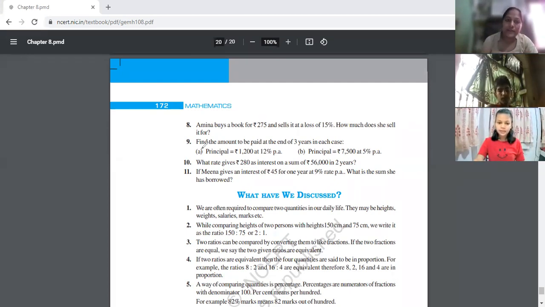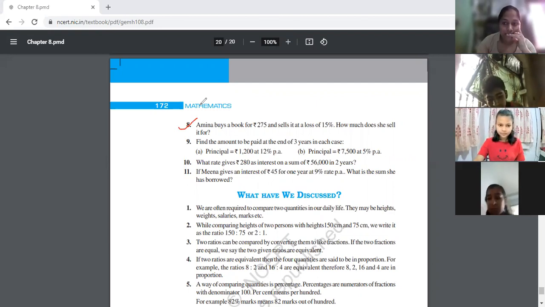Deep, read question number 8. Amina buys a book for 275 rupees and sells it at a loss of 15%. For how much did she sell it?